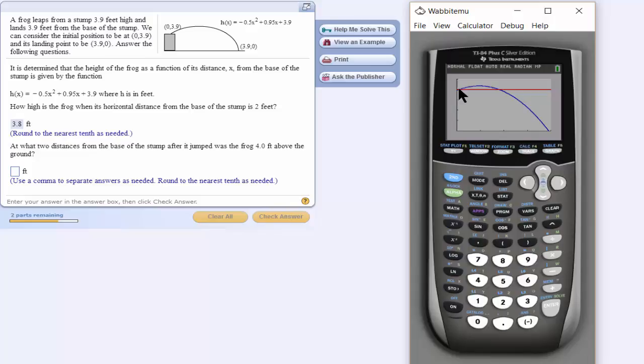Okay, well, let's do it. We're going to use the intersect utility right here. So I'm going to click on 5. Now, I start on the left. I always go left to right. Maybe you don't have to, but I want to. So notice it's on the blue curve. So let's just let it be on the blue curve.